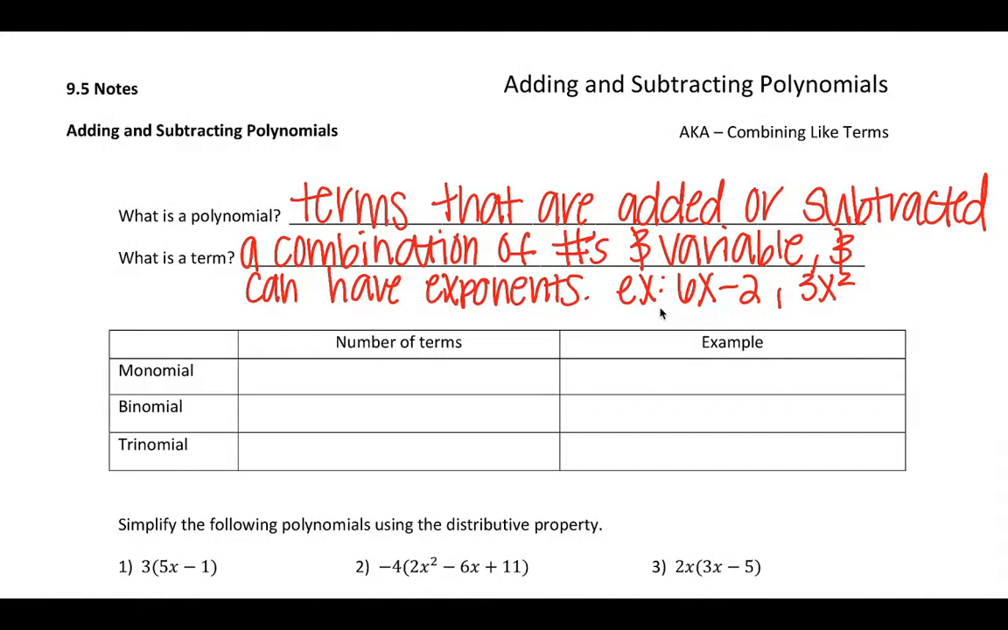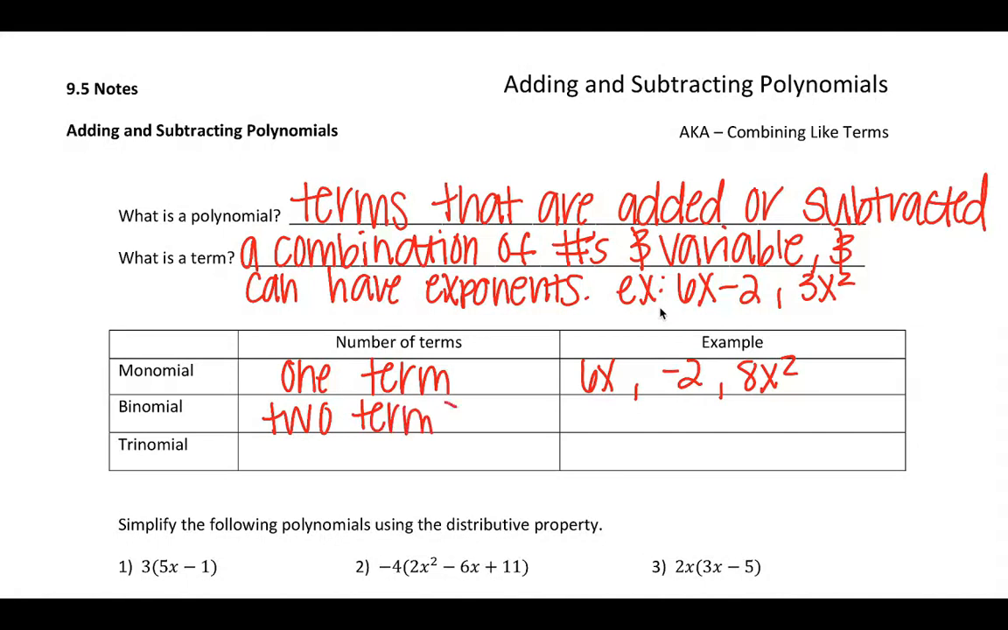So under the big umbrella of the word polynomial, there's multiple different things. There could be monomials, binomials, trinomials. We've been talking about monomials, so that's just one term. Mono meaning one. So monomial is one term. So we're looking at like 6x would be one term. Negative 2 would be one term. 8x squared would be one term. These are all different examples. There's no addition or subtraction sign. It is one term.